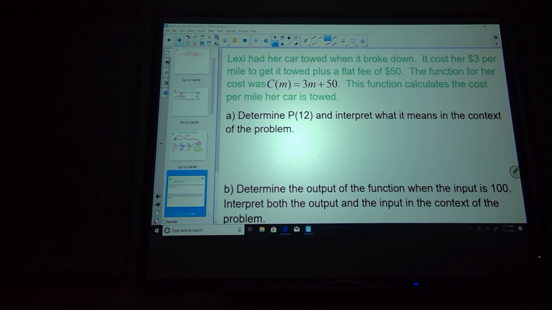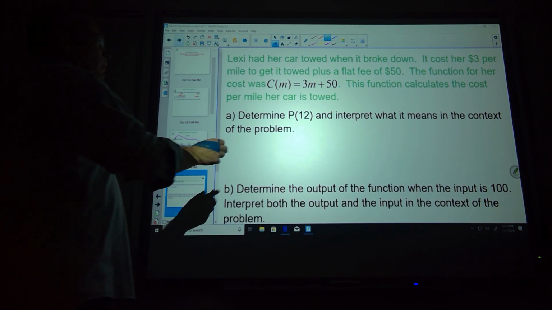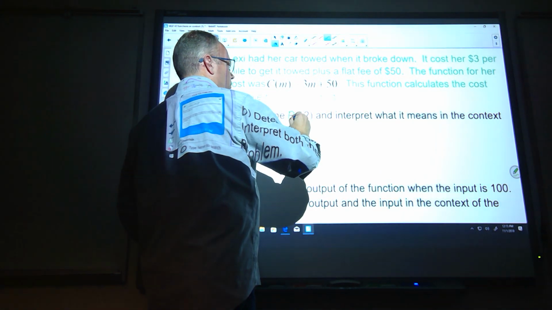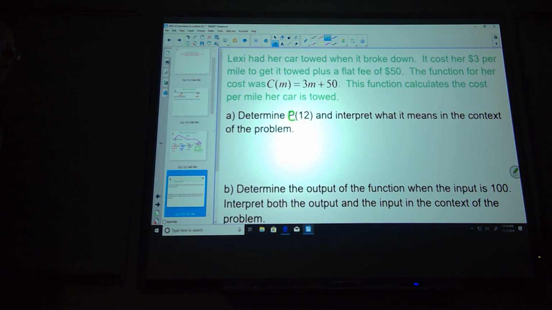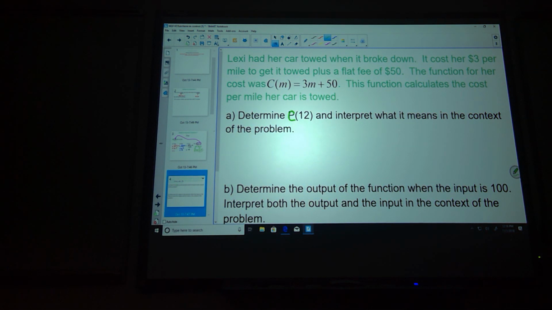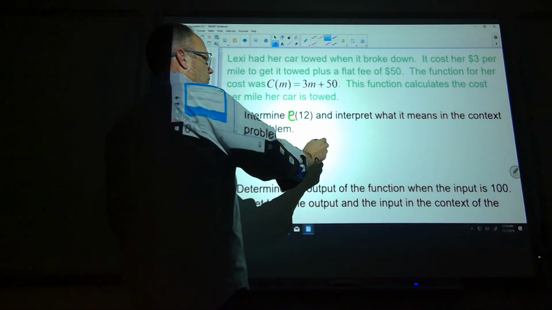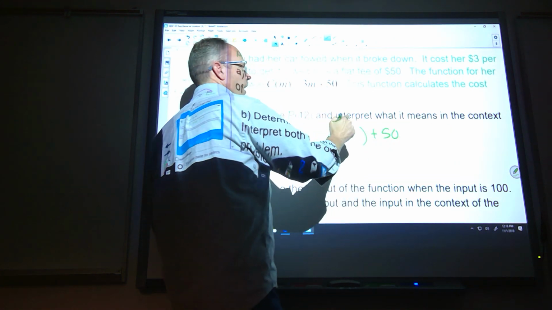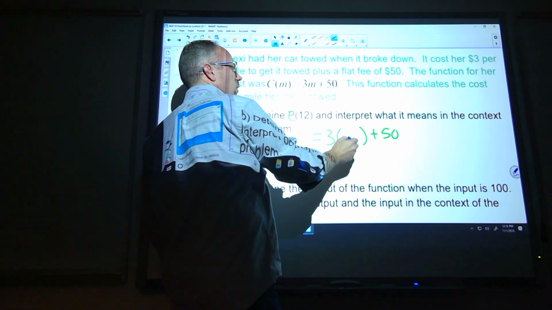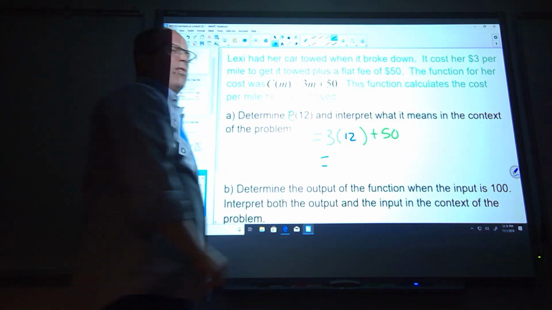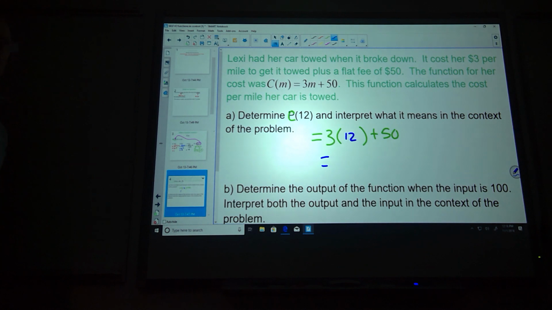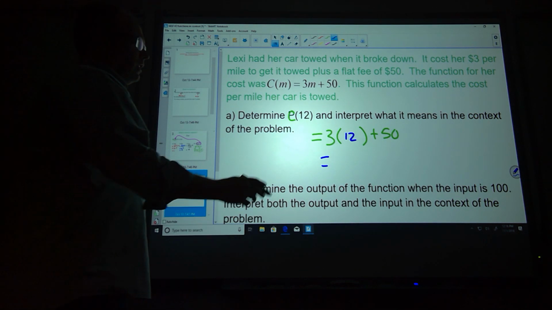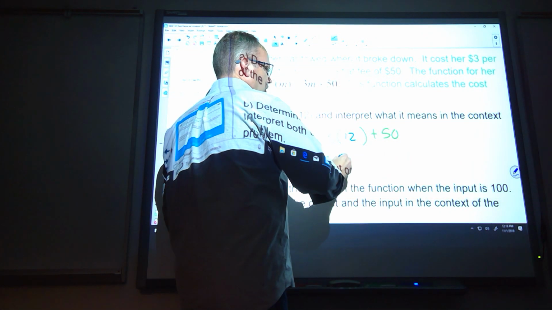C at 12. Oh, I don't think that should be a P at 12, it should be a C at 12, because that should match here. That was kind of a grammatical error on our part. So what do you think C at 12 is? You put the 12 where the m is in the problem up there, and then you do 3 times 12 plus 50. So there had been an m here, but now I'm going to plug in 12. And 3 times 12 I think is 36. That is true. And if I add 36 to 50, I think I get 86.